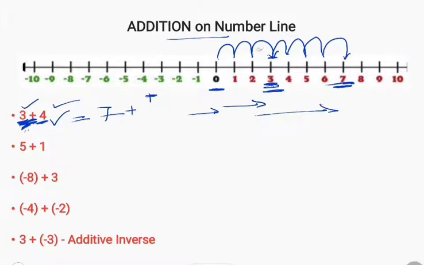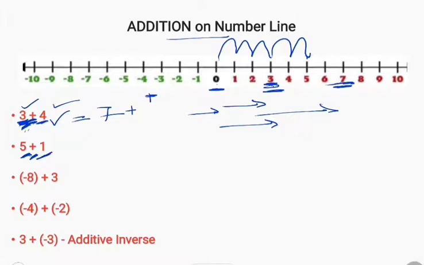So now there is 5 plus 1. So again, we'll start from 0 because initially we are at 0. So 1, 2, 3, 4, 5. So we move 5 steps because 5 is given. Now we have to add. Add means again on the right direction we have to move. And how many steps we have to move? We have to move just one step. So after 5, we have to move one step and we come at 6. So 5 plus 1 becomes 6. So this is how addition takes place.